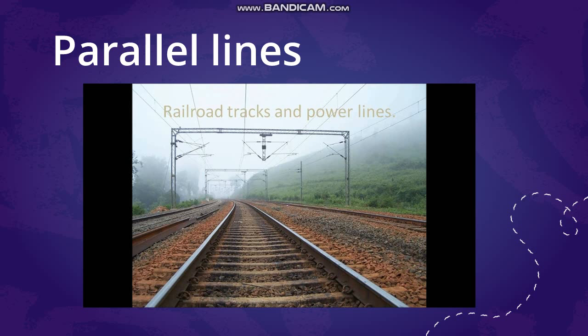Example of parallel lines. Now everyone must have noticed this while traveling, right? The railway track, as you can see, these two are parallel to each other. Even these two lines are parallel to each other. So this track is parallel to this track, and similarly this track is parallel to this one, and inside they have put some railings kind of thing, even that is parallel to each other.